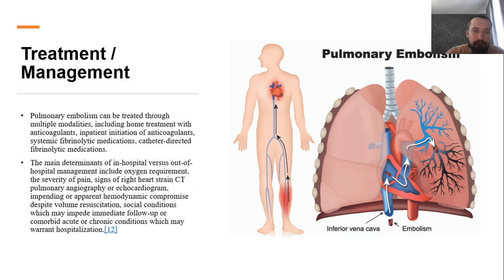Pulmonary embolism can be treated through multiple modalities, including home treatment with anticoagulants, inpatient initiation of anticoagulants, systemic fibrinolytic medication, or catheter-directed fibrinolytic medications. The main determinants of in-hospital versus out-of-hospital management include oxygen requirement, the severity of pain, signs of right heart strain, CT pulmonary angiography, or echocardiogram.